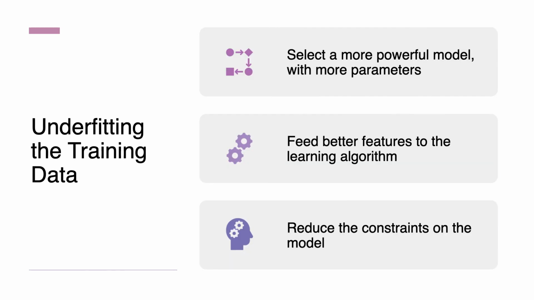As you might guess, underfitting is the opposite of overfitting. It occurs when your model is too simple to learn the underlying structure of the data. For example, a linear model of life satisfaction is prone to underfit. Reality is just more complex than the model, so its predictions are bound to be inaccurate, even on the training examples. Here are the main options for fixing this problem. Select a more powerful model, with more parameters. Feed better features to the learning algorithm, feature engineering. Reduce the constraints on the model, for example, reduce the regularization hyperparameter.